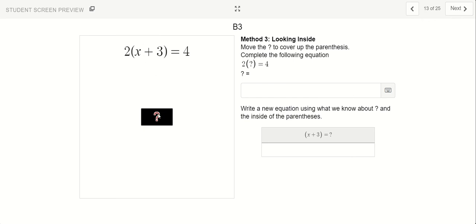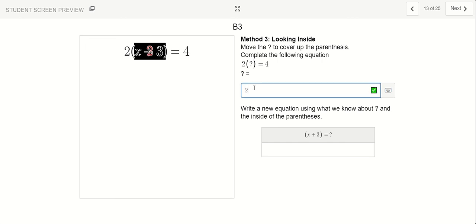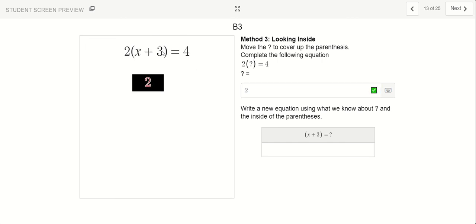Let's ignore everything in here and think about what will complete this problem. 2 times something equals 4. So what should this question mark be? 2 times what equals 4? Well, I know that 2 times 2 equals 4. So whatever has to be inside the parentheses has to be equal to 2.